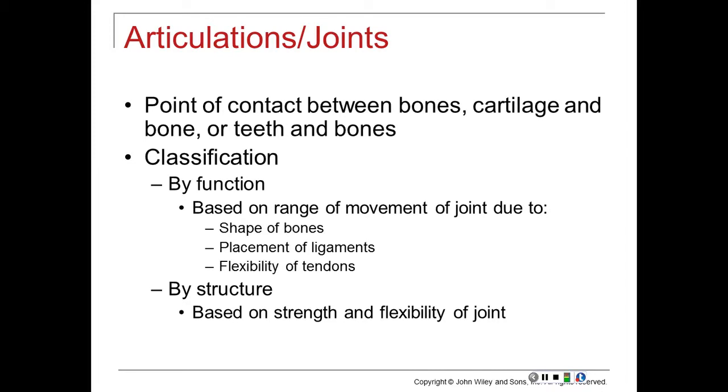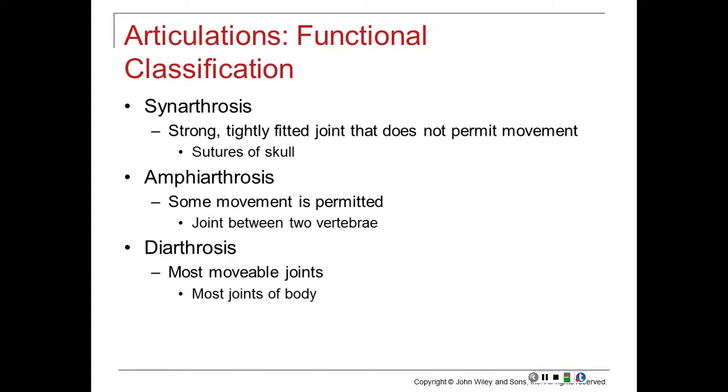So when we classify them by function, we're going to classify them by range of movement, by the placement of ligaments, by the flexibility of tendons, by the shape of the bones. When we classify them by structure, that's going to be based on strength as well as flexibility. So our functional classifications include synarthrosis, amphiarthrosis, and diarthrosis.